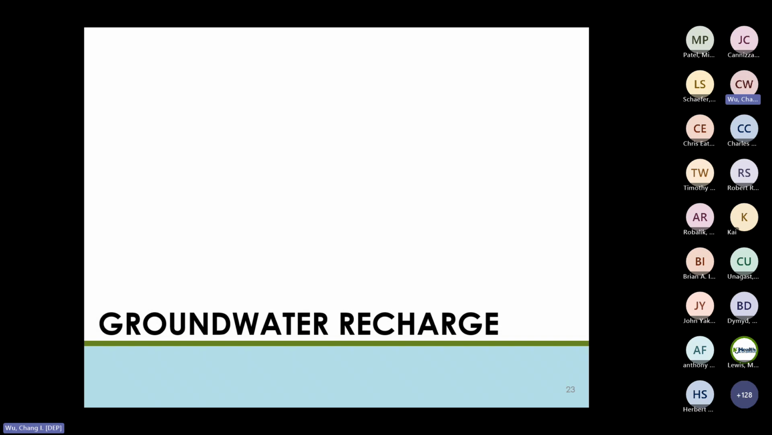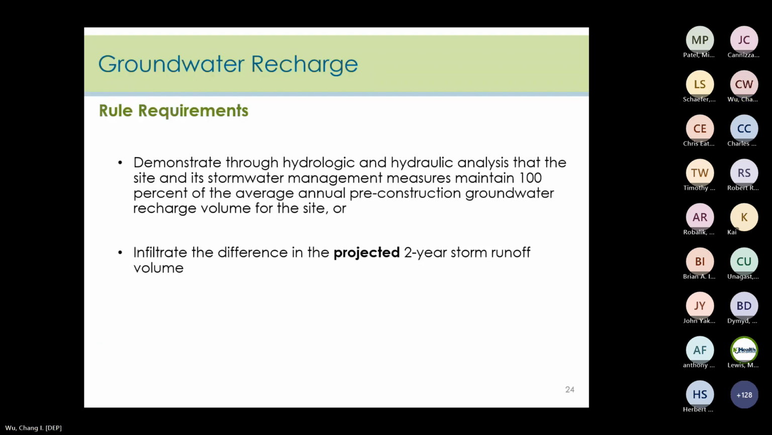And the next topic I would like to address is the groundwater recharge. For the rule requirement, there are 2 ways to demonstrate compliance with the groundwater recharge. One is to demonstrate through hydrologic and hydraulic analysis that the site and its stormwater measures maintain 100% of the average annual pre-construction groundwater recharge volume for the site, or infiltrate the difference in the projected 2-year storm runoff volume.